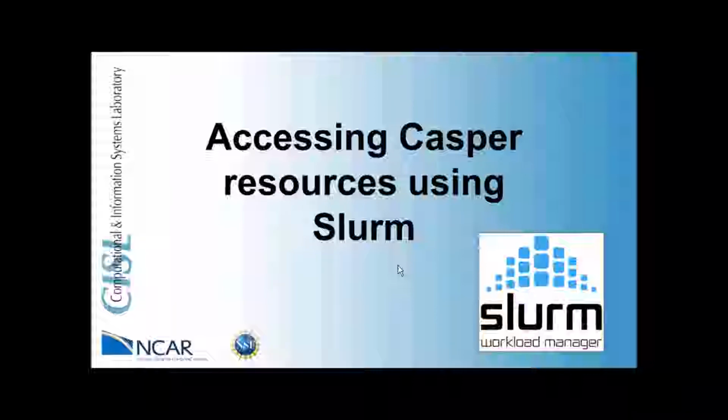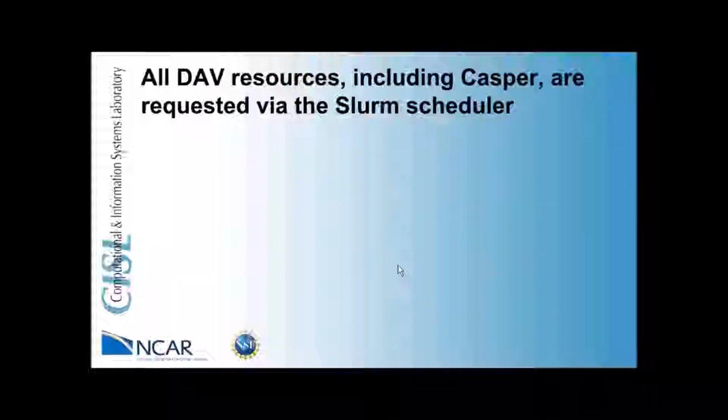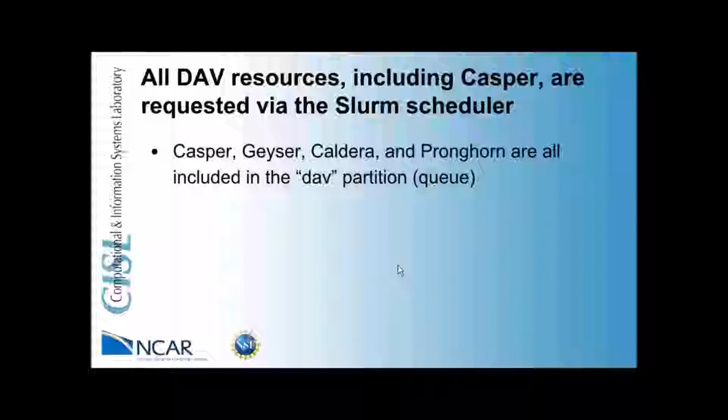Okay. So moving on a bit from that, I'm going to talk about accessing Casper resources using the Slurm scheduler. And this is where I'll address how to constrain where your job goes. So all of the DAV resources, including Casper, are requested via the Slurm scheduler. This is something that anybody who's been using the systems should be pretty used to at this point. So Casper, Geyser, Caldera, and Pronghorn, they're all included in this DAV partition, and in Slurm terminology, a partition is the same as an LSF or PBS queue.